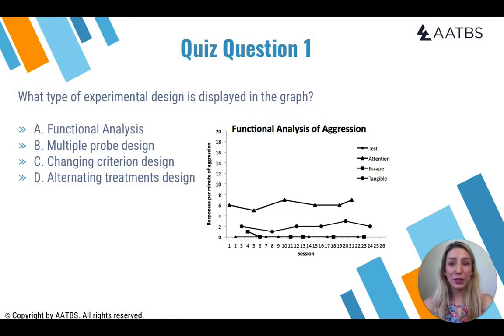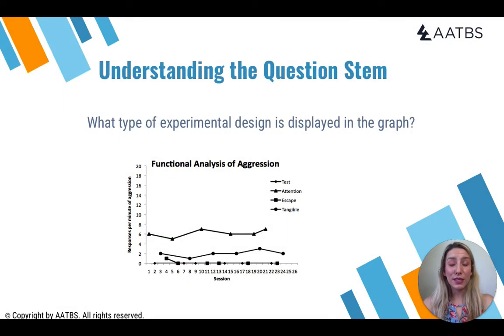Quiz question 1. What type of experimental design is displayed in the graph? Our answer choices include A, functional analysis, B, a multiple probe design, C, a changing criterion design, or D, an alternating treatments design. So let's get right into this question stem.